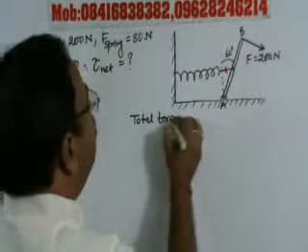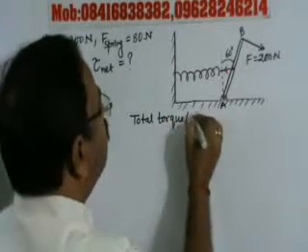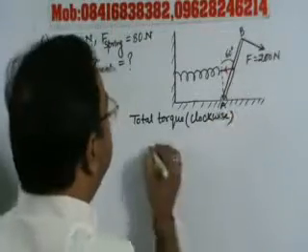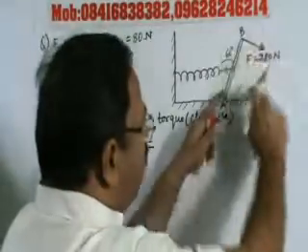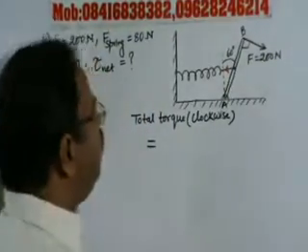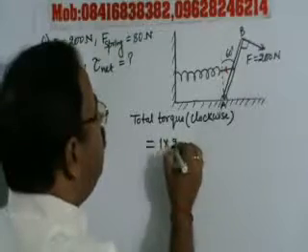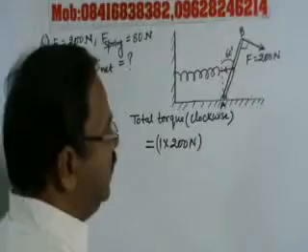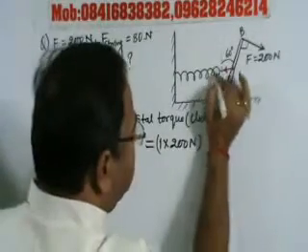Total clockwise torque will be equal to how much? See, this force will produce clockwise torque, and this force is already perpendicular, so this will be 1 into 200 Newton, right? And see, the spring force will act in this direction.